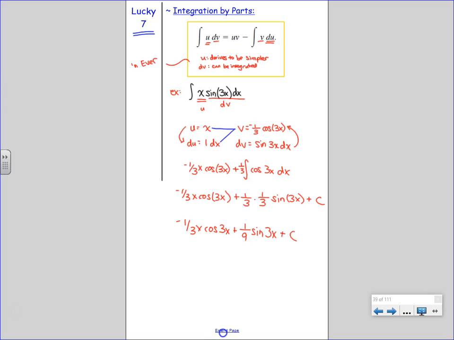Well, technically, who is this equal to? The integral of x sine 3x dx. And actually, George, this is really important, so I'm glad you said something about it. But, okay, so what does u represent?